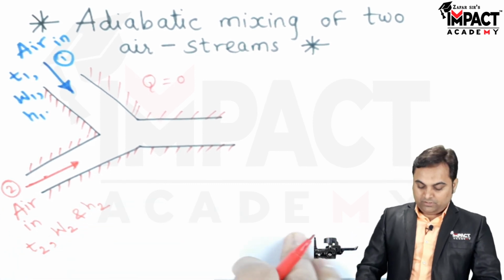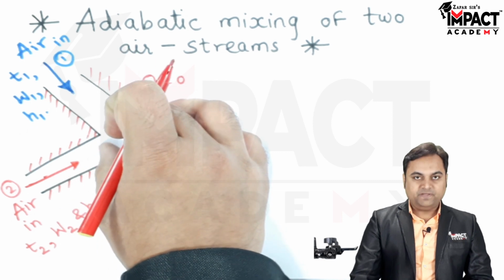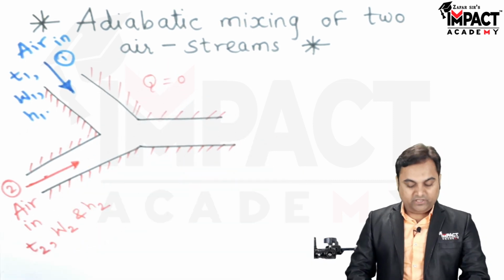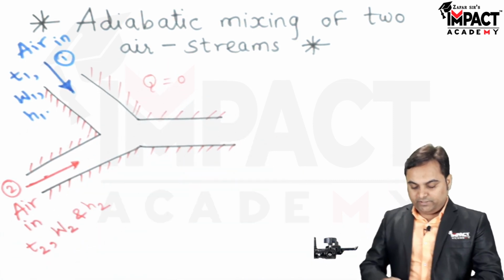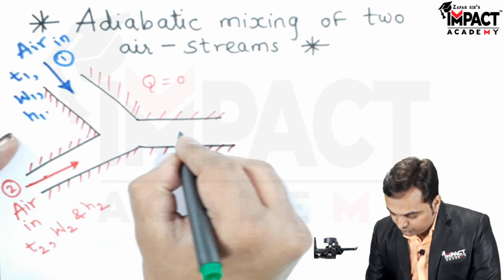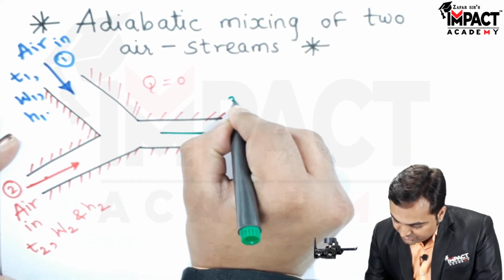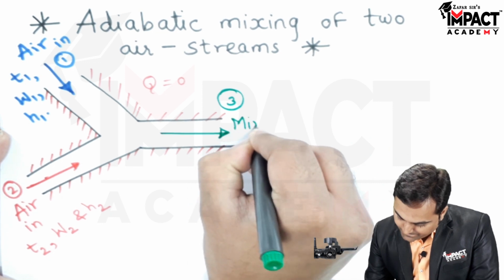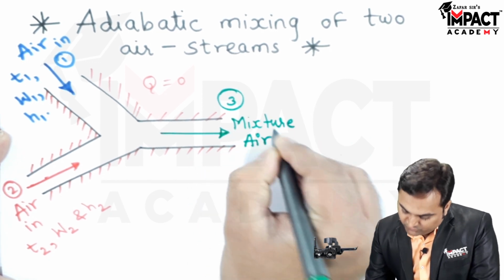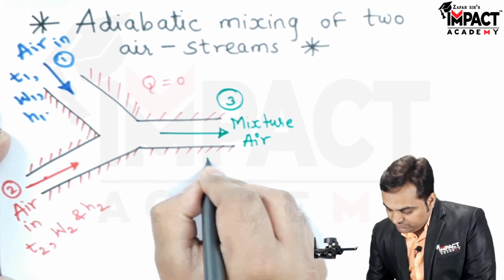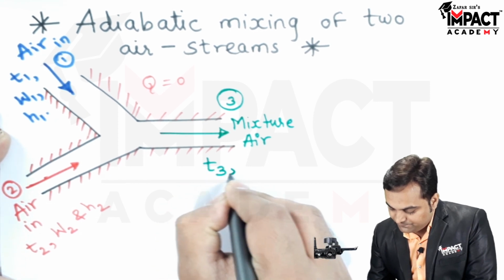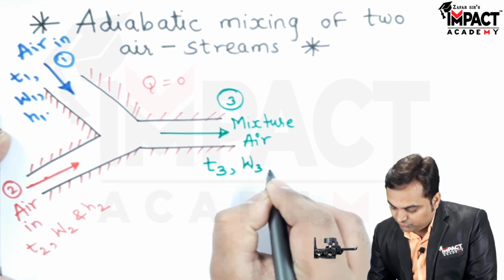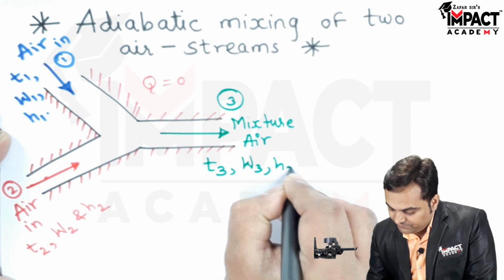H2. Now these two airs would be mixed, and at the outlet we are going to get the third air, which is the mixture of the two, at state 3. Now this air is having the dry bulb temperature as T3, its specific humidity W3, and its enthalpy as H3.